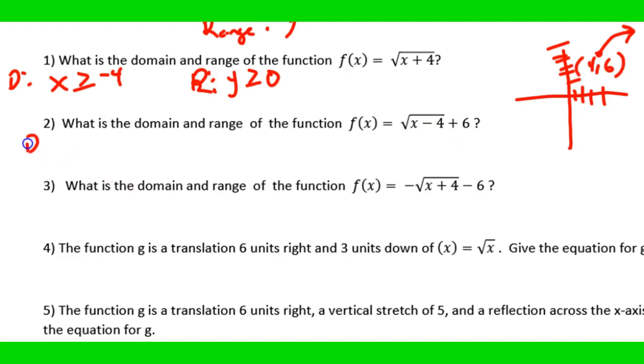So when we talk about the domain, again, you want to reference that. See how from here it just increases? All the x values increase. So that means the domain has x is greater than or equal to 4. For the range, from this point, it just goes up. All the y values increase. So because the y values are increasing, we say that y is greater than or equal to 6.